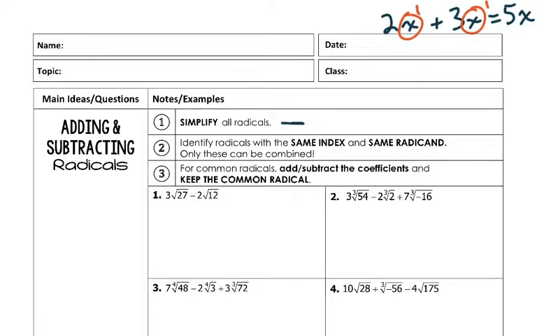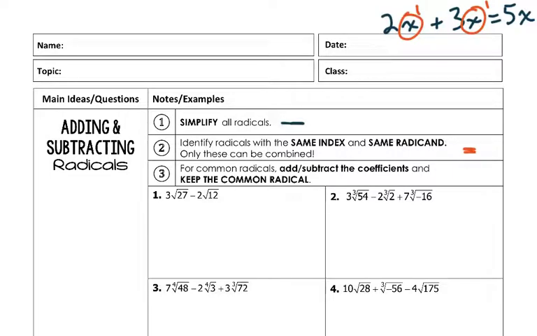This is very similar to that. Look at step 2 one more time: identify radicals with the same index and same radicand. Only these can be combined. So again, we are trying to combine like terms here. And then three, for common radicals, add or subtract depending upon what the sign is, add or subtract the coefficients and keep the common radicals.